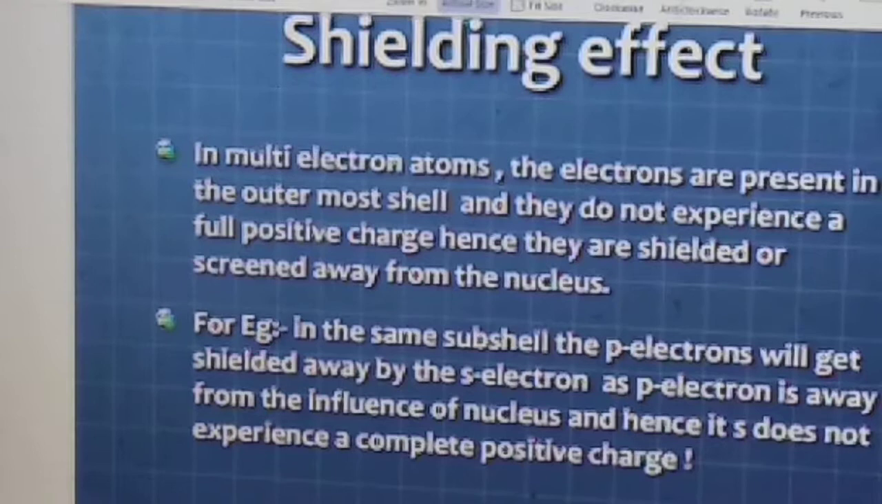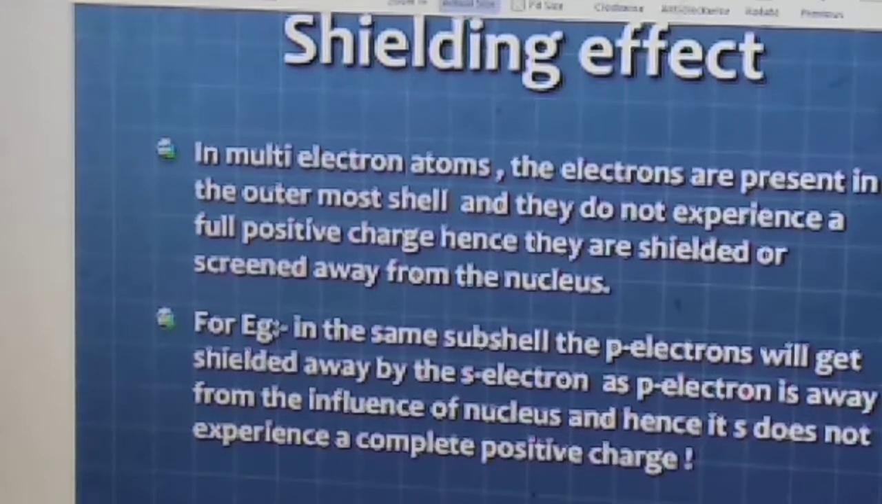Classification of Elements and Periodicity in the Properties. Today we are present with the topic Shielding Effect. My dear students, you know that shielding effect. What is the application of the shielding effect?